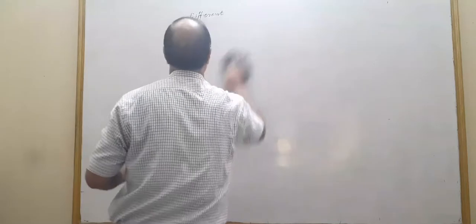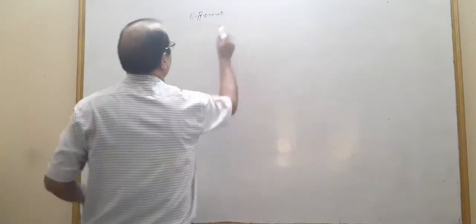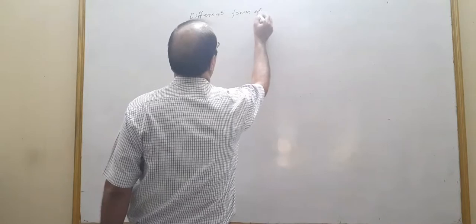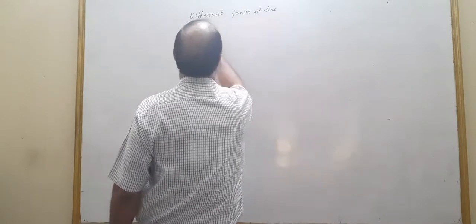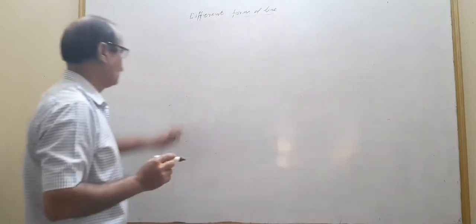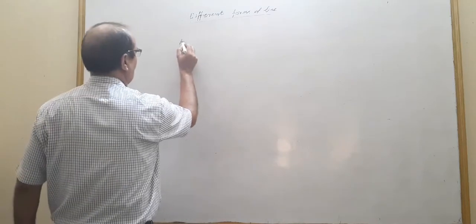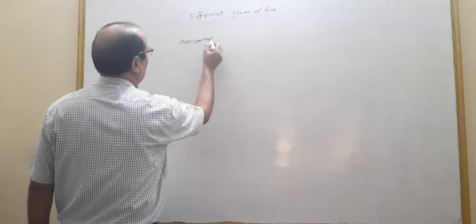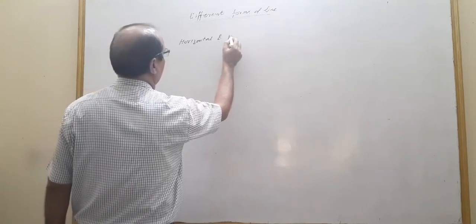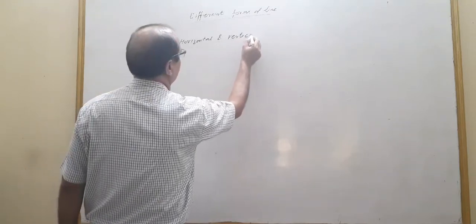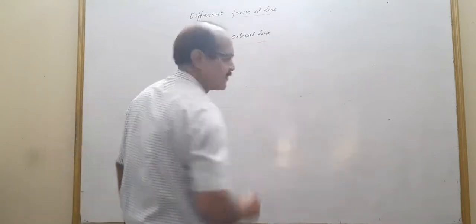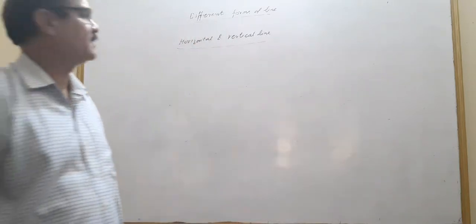Now today we will discuss the different forms of line. In this lecture, different forms of line. Okay. So what is the first? That is the horizontal and vertical lines. So students, see what are the horizontal and vertical lines. These are the different forms of lines.